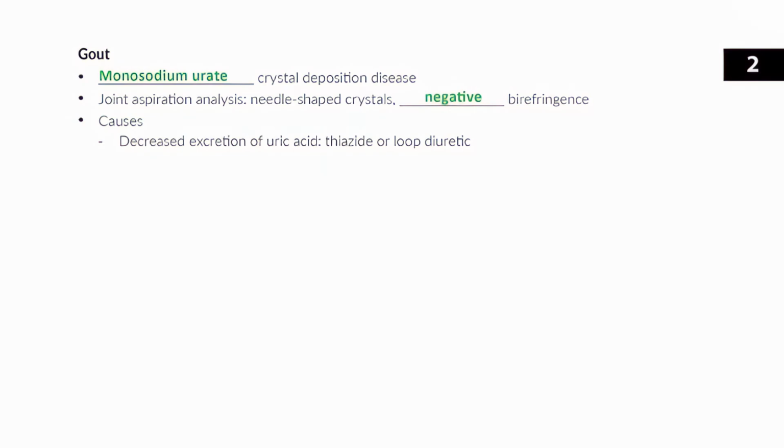The most common reason for someone to have high uric acid levels is decreased excretion of uric acid in the urine, often because they're taking a thiazide or a loop diuretic.